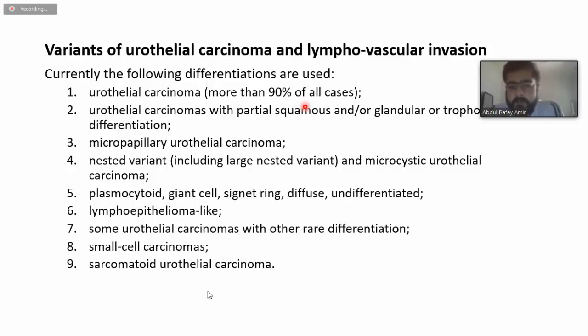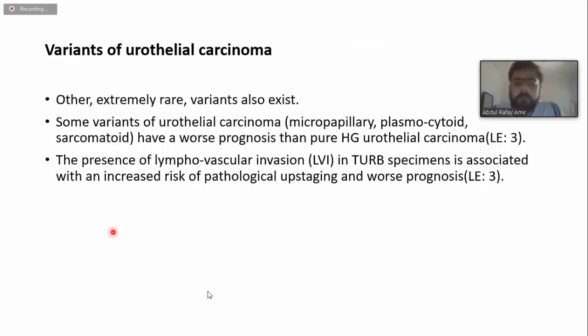Nested variant. They have cluster of cells nested. Microcystic urothelial carcinoma, plasmacytoid, giant cell, signet cell, diffuse and undifferentiated, lymphoepithelioma-like tumors. They are similar to the lymphoepithelioma that is present in the nasal cavity, I guess. Some urothelial carcinoma with other rare differentiations, small cell carcinoma, sarcomatoid urothelial carcinomas. Other extremely rare variants do also exist. So some variants of urothelial carcinoma have poor prognosis than pure high-grade urothelial carcinoma. The presence of lymphovascular invasion in a TURBT specimen is associated with high risk of pathological upstaging and a worse prognosis.